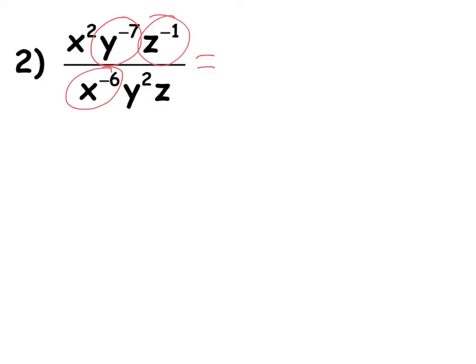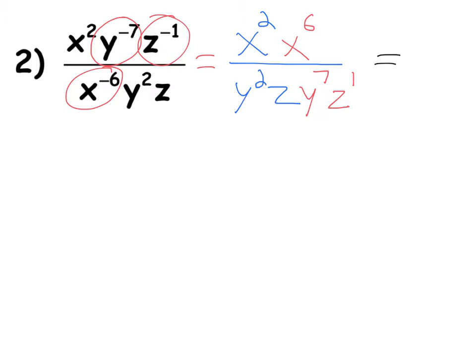So how would we do that? Let's take our three terms that do not have negative exponents and rewrite those exactly where they are: x squared over y squared, and there's also a z in the denominator. Now, the three terms with negative exponents, let's move them around. X to the 6th is going to come up. Y to the 7th is going to come down. Z to the negative 1st is going to come down, giving us positive z to the 1st. Now we are good to go ahead and simplify and combine.